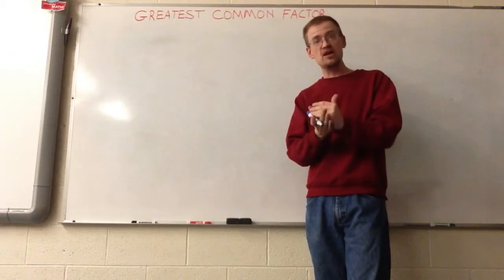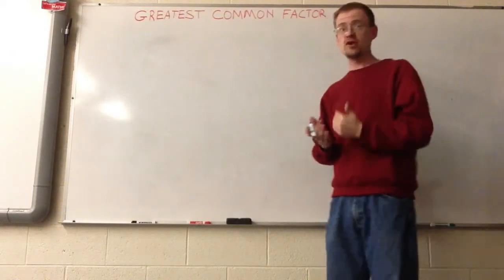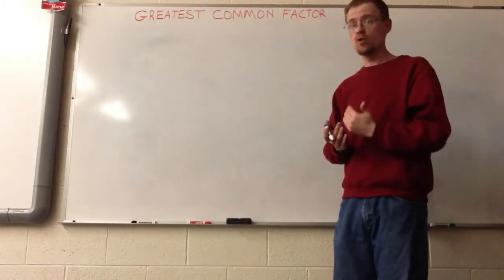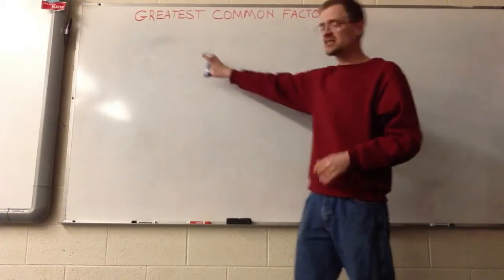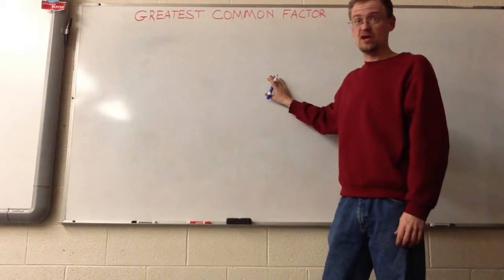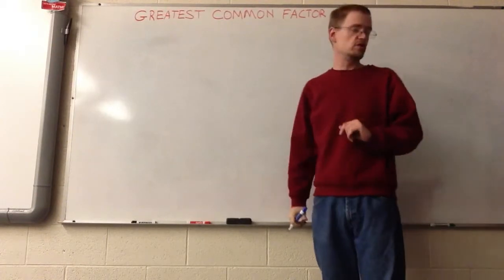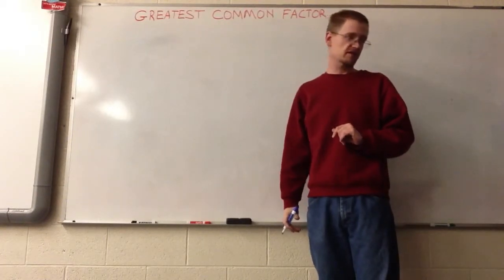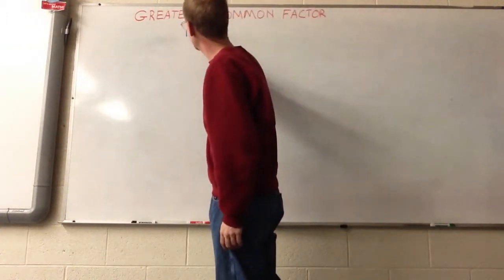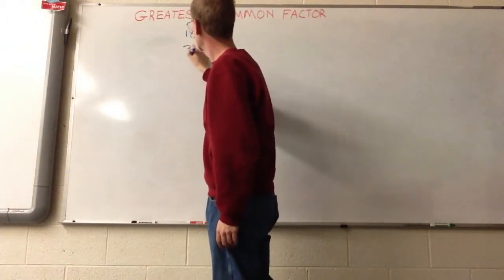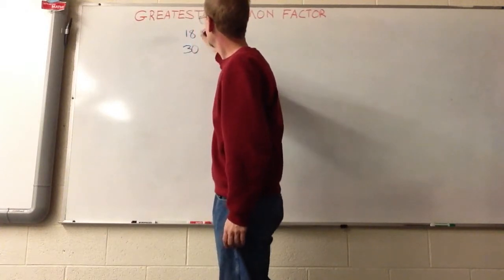Because as we use bigger numbers, or try to find the greatest common factor of 3 or more numbers, we need to try doing something a little different because listing all of the factors out is going to be really hard. Let's start with a quick review of what the greatest common factor is. Let's start with a simple number. Let's start by doing the greatest common factors of 18 and 30.